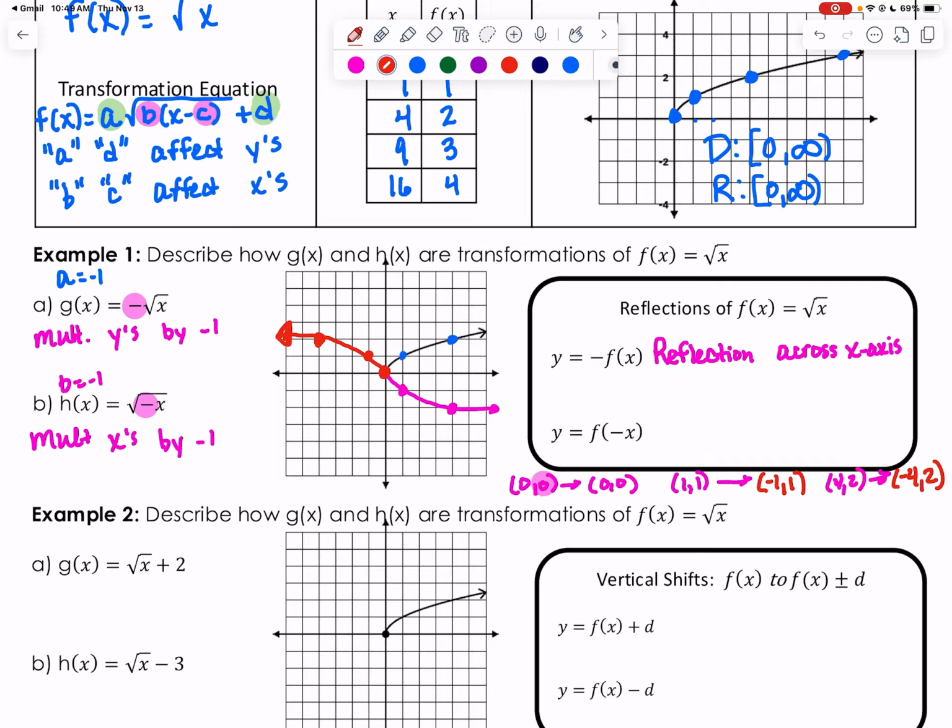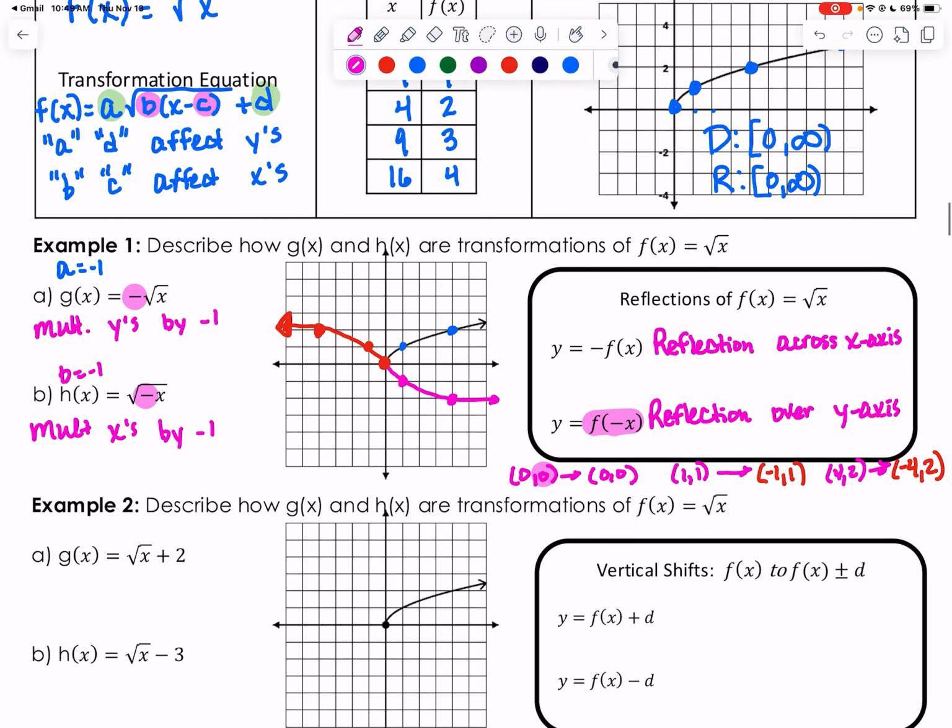Now let me summarize that. When we have y equals f of negative x, that causes a reflection over the y-axis.